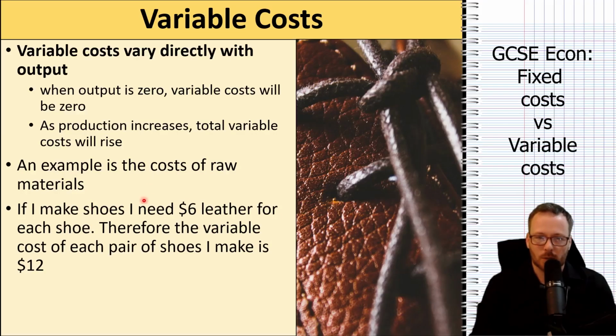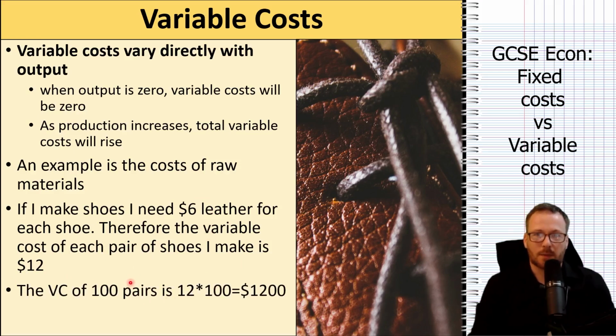So if I make shoes and I need $6 of leather for each shoe, the variable cost of making 2 shoes or a pair is going to be $12. And if I make 100 pairs of shoes, I'm paying $1,200 just to make my lovely shoes. Hope it's worth it. This would also mean a pair, when they come together as a 2, is $24.